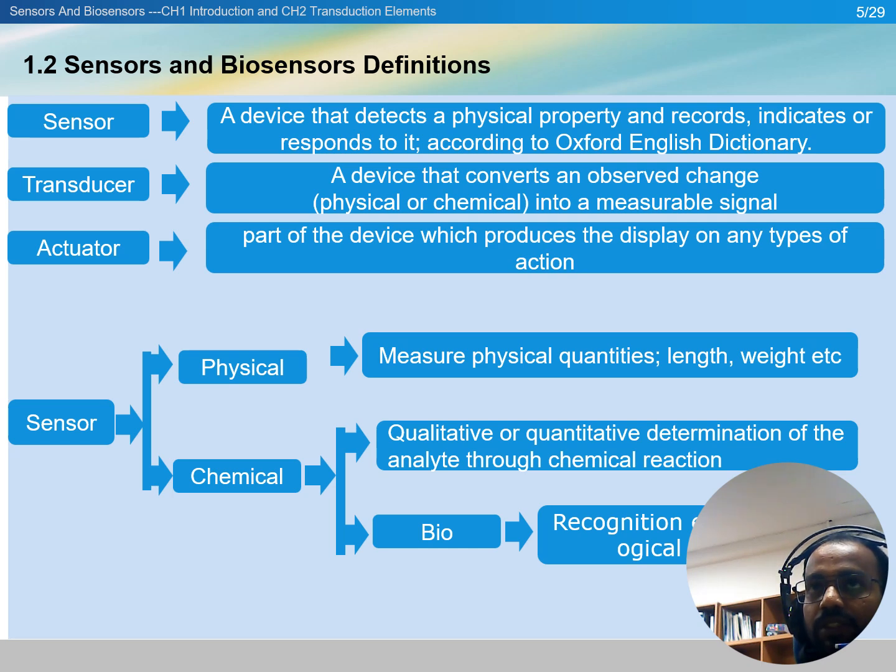Sensor and biological sensor definition. A sensor is a device that detects a physical property and records, indicates or responds to it, according to the expert dictionary. The transducer is also a device that converts an observed change into a measurable signal. While an actuator is a part of a device which produces a display or any type of action.